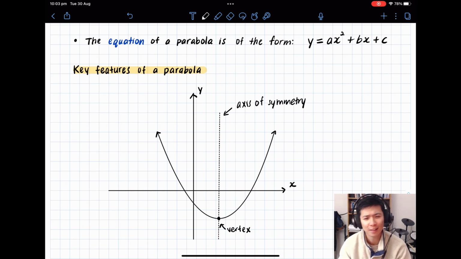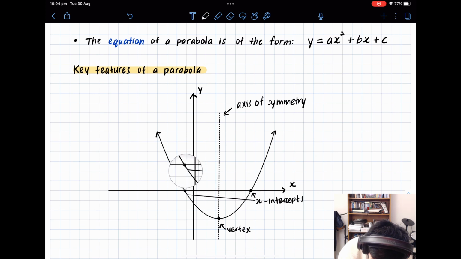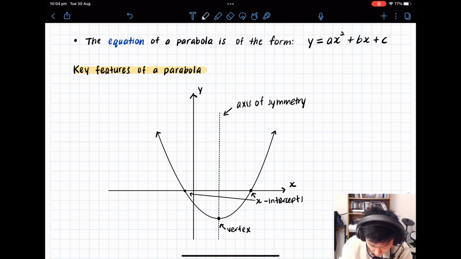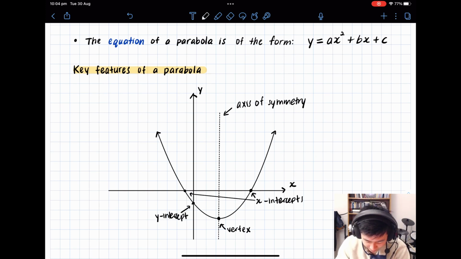Now, of course, the other features are very obvious. We have some x-intercepts here. We've actually got two x-intercepts. We've got one there, and we've got one right here. We also have one y-intercept, which is right here. That is a y-intercept. Now, we've only got one of those. And as you can see, that is what a parabola looks like.